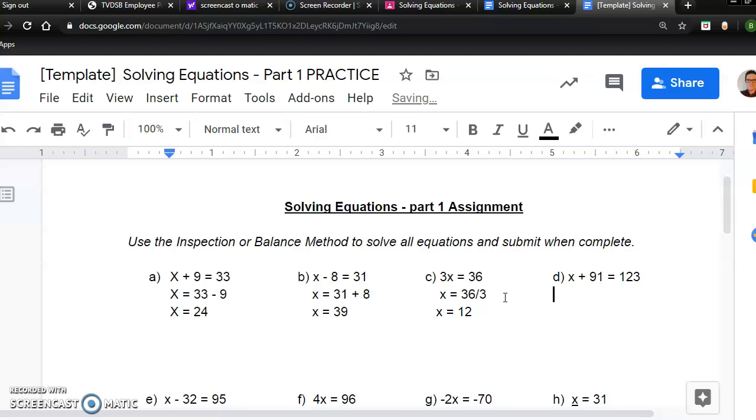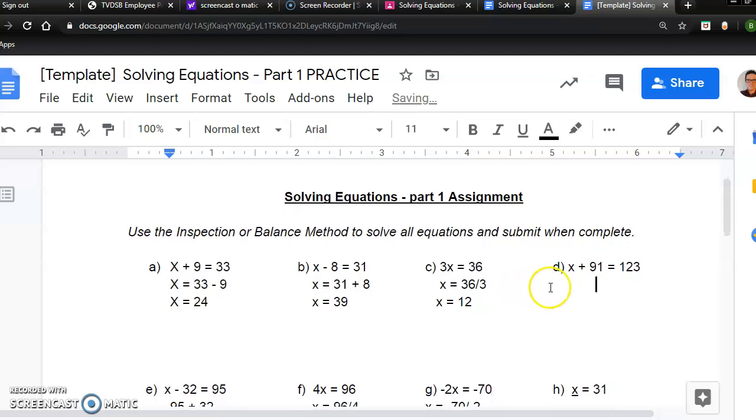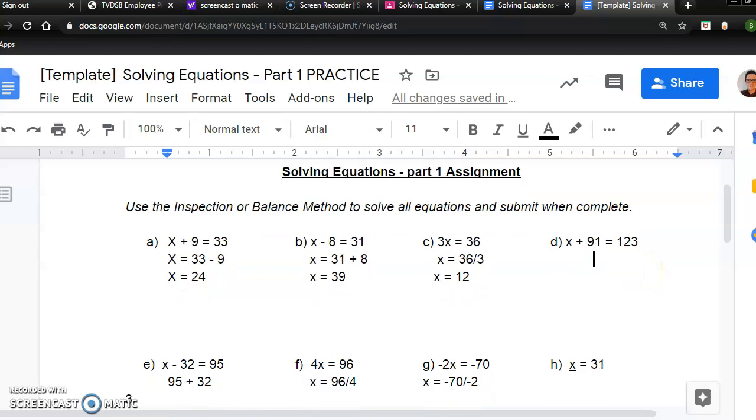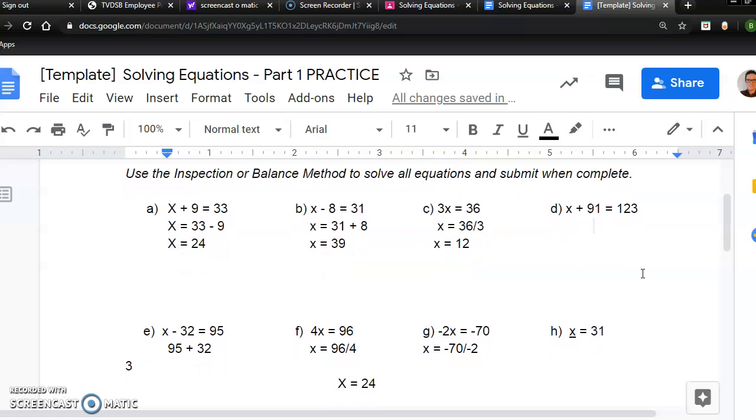D, I'm not going to skip over that one. It's pretty easy, but we're adding 91, so we have to do the opposite, or subtract 91. So x would equal 123 subtract 91. Whatever that answer is, that's what x equals, right? Just do the opposite of what's happening to get it by itself.